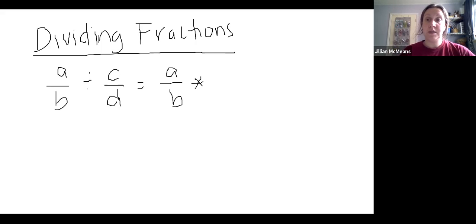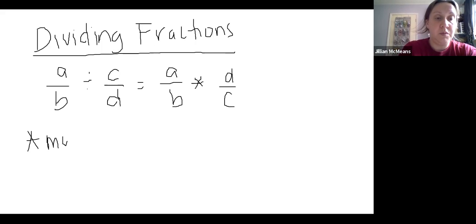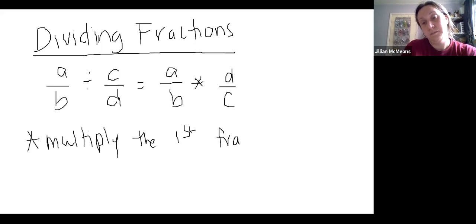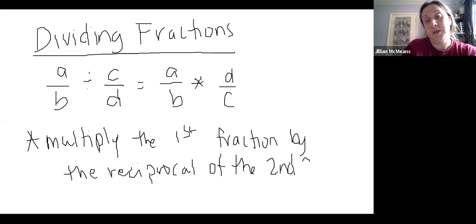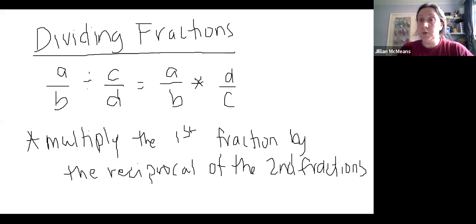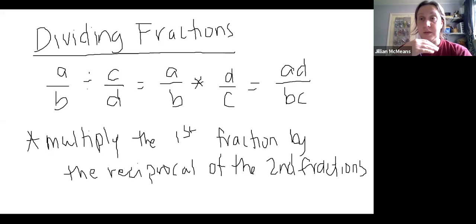So instead of dividing by C over D, we're going to multiply by D over C. So basically, you multiply the first fraction by the reciprocal of the second fraction. So it really just turns into multiplication, and luckily, if you look at the first part of this video, you can figure out how to multiply. So this becomes AD over BC. So make sure you convert to multiplication, and then you follow the exact same steps that we just learned for multiplication. So let's look at an example.